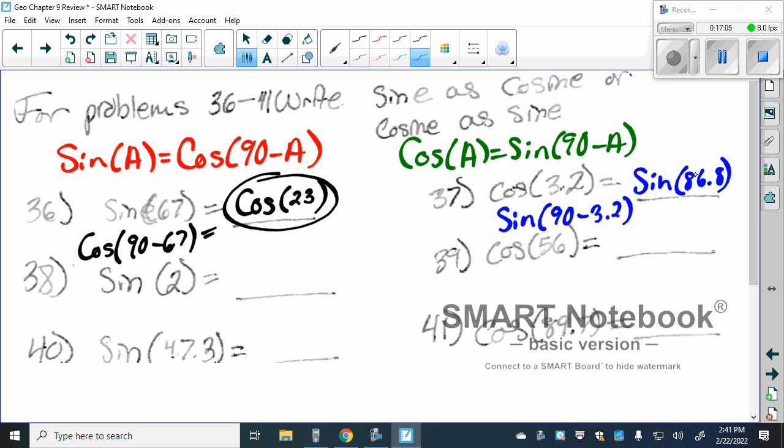I mean, we could keep doing this here. So the next one is sine of 2. We'd have cosine of, well, 90 minus 2 would give us 88. So the answer is cosine of 88. And that's all we have to do for this here. Any questions on these here?